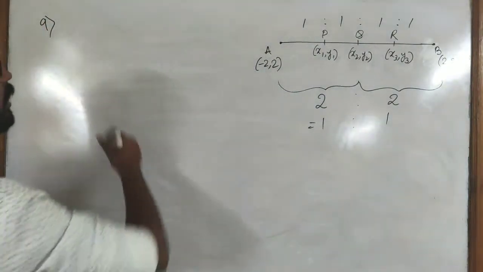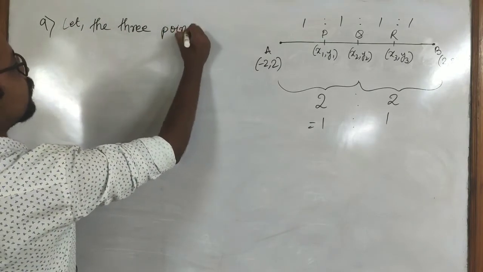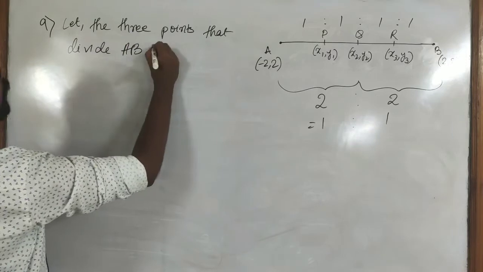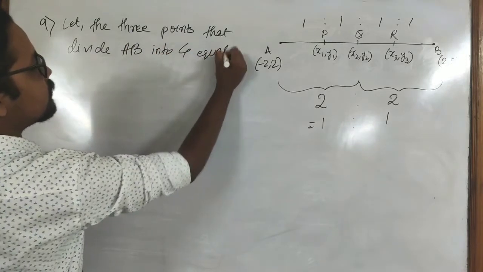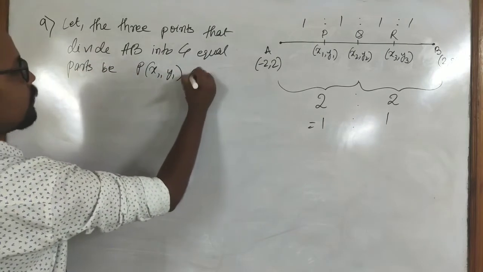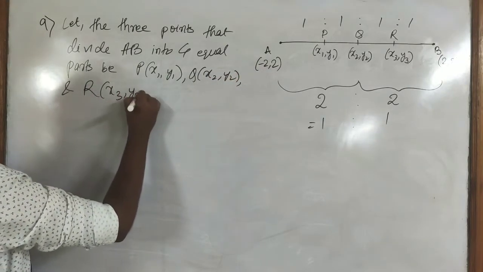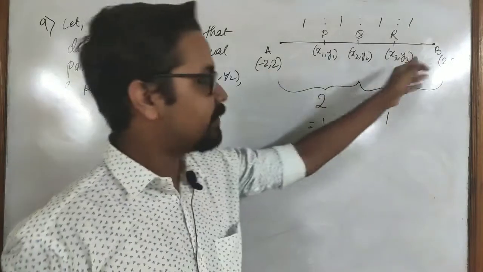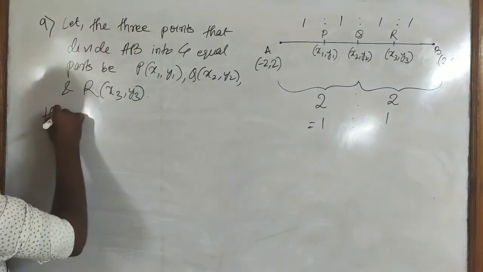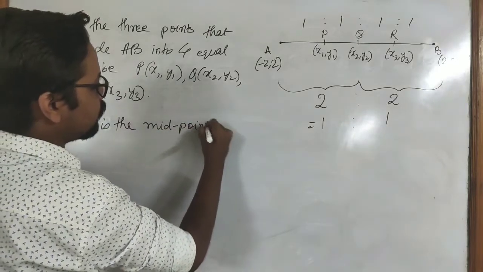Let the 3 points that divide AB into 4 equal parts be P, which is x1, y1, Q, which is x2, y2, and R, which is x3, y3. So that is what we have for the 3 values. Now let us move into more details. So here Q is the midpoint of AB.